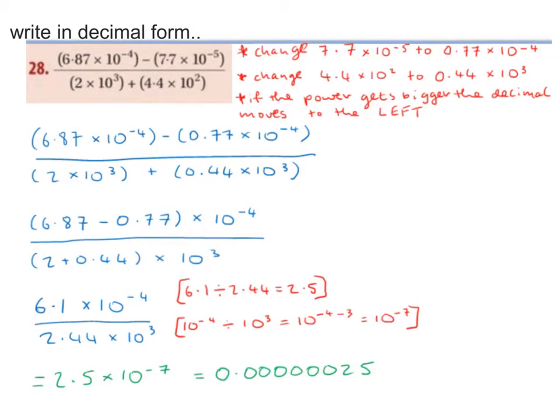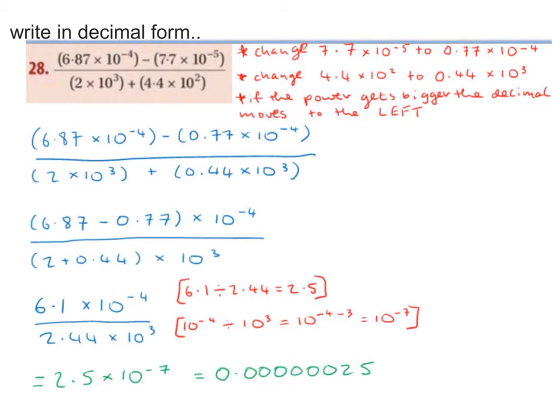First thing we're going to do is change the 7.7 times 10 to the power minus 5 to 7.7 times 10 to the power of minus 4. So this becomes this. And the reason that we've done that is that we want to have 10 to the power of minus 4 and 10 to the power of minus 4 on both sides. We could alternatively have had 10 to the power of minus 5 on both sides, so long as they match up, so that we can take out a highest common factor of 10 to the power of minus 4.